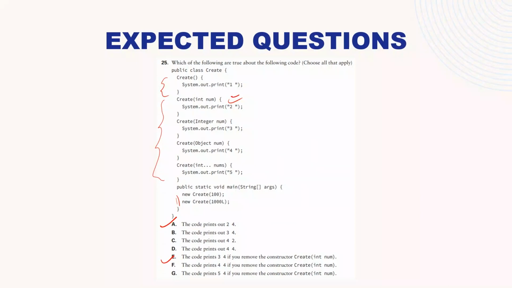So obviously if you are passing in an int, it will give priority to the int parameter, right? I hope that is making sense to you. Otherwise you can go back and watch one of those videos. So this constructor gets called, that is fine, right?